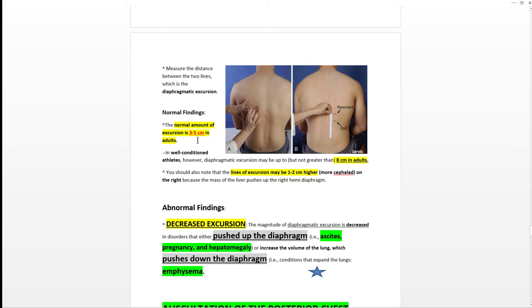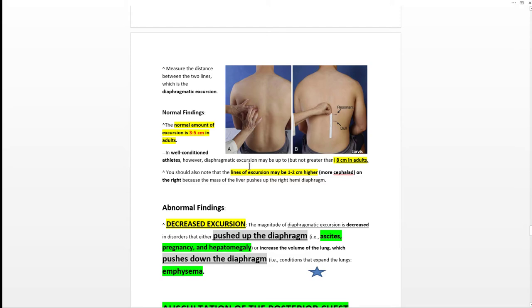And here's a number you need to know. It should be between 3 and 5 centimeters is normal, like a 3x5 note card. Some athletes, it might even be 8. We're not going to worry about those. We're just going to worry about normal. So 3x5 in the mid-scapular line, which is still the mid-clavicular line, really, just on the back side.